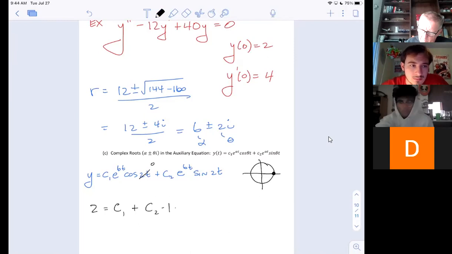Sine of 0 is the y coordinate. If I'm at 0 degrees or 0 radians, I'm still right there, but the sine of that is the y coordinate. That's actually 0. And so you just end up with 2 equals C1. So now you know C1, it's 2.